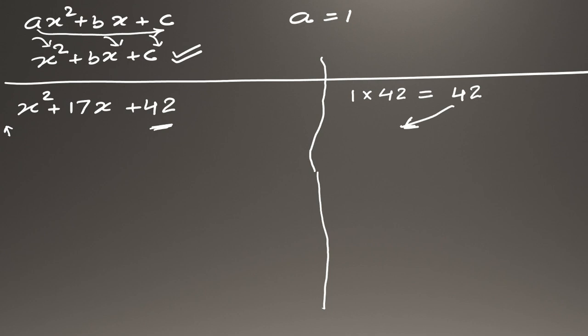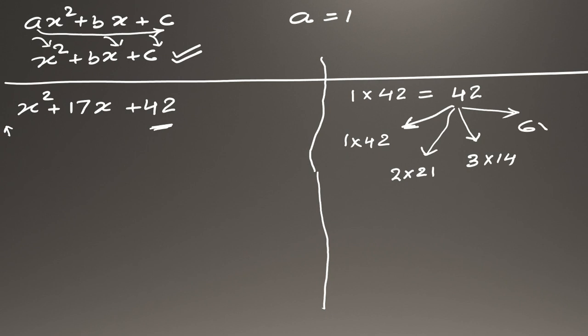So write all the possible pairs of factors, like one pair can be 1 and 42 because 1 multiply 42 will be 42. Another pair can be 2 multiply 21. Another pair can be 3 multiply 14. Do we have another pair? Yes, we can have 6 multiply 7 also. Okay, can we have another pair? I don't think so. If you have, please write in the comment.